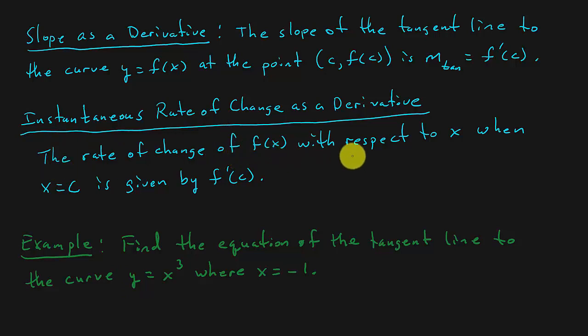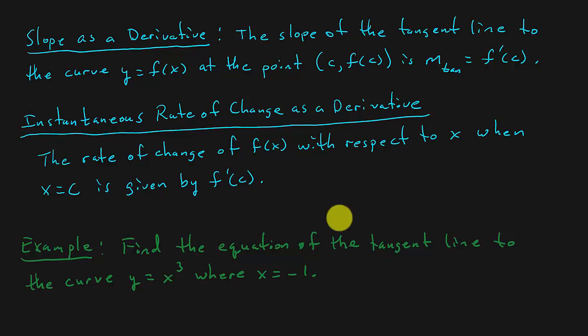And then we have instantaneous rate of change as a derivative. The rate of change of f of x with respect to x when x equals c is given by f prime of c. So basically the derivative is a rate of change. That's what it is, okay? And so if we want to find the rate of change of a function, I tell you what, let's just go ahead and go over that now, the rate of change. So let's suppose that we have a position function.